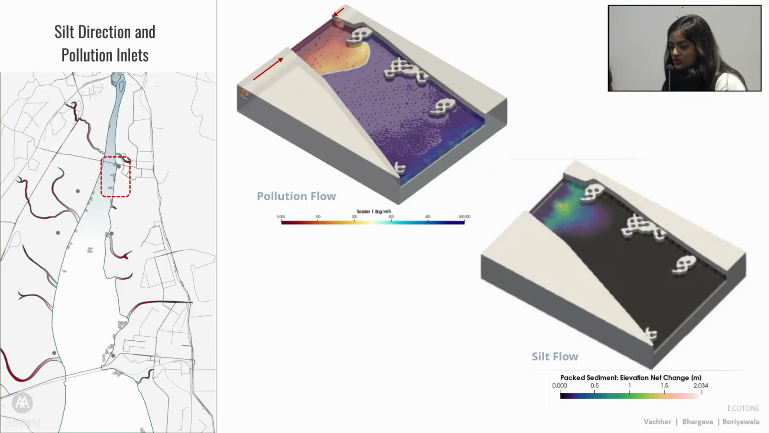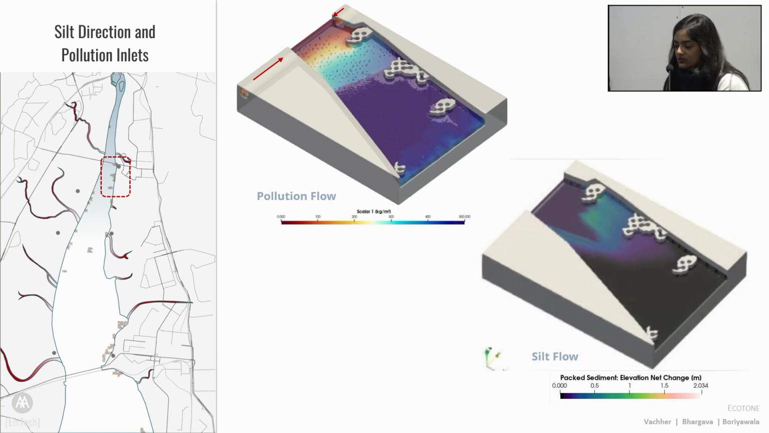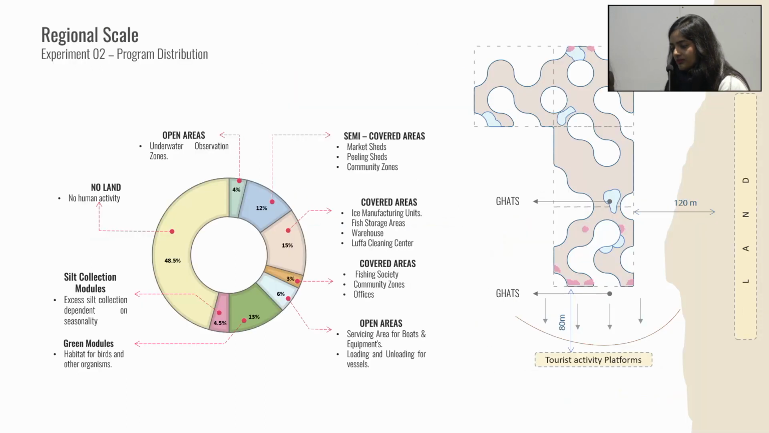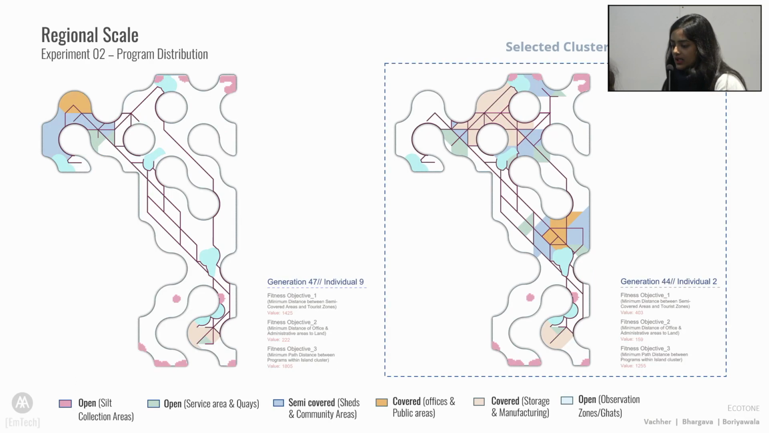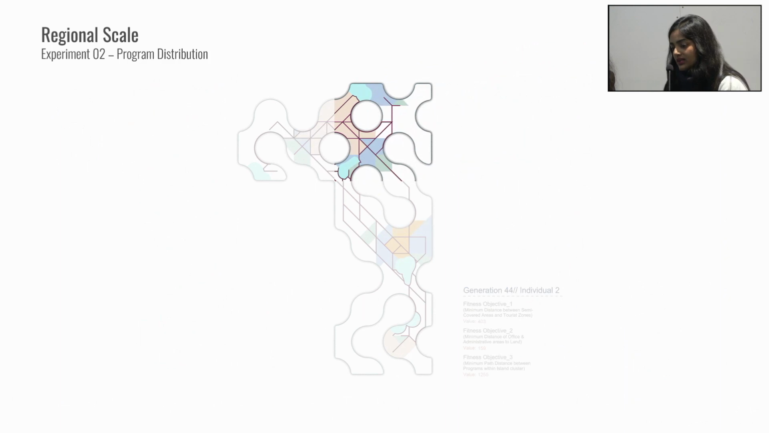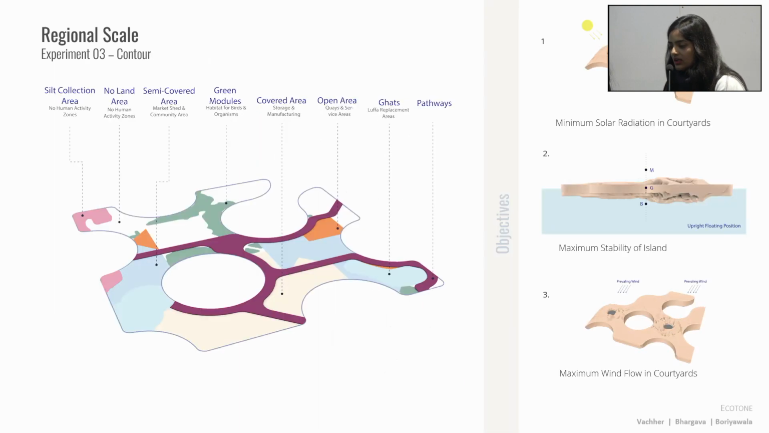With respect to the chosen cluster, issues like pollutants and oversiltation were targeted. This formed the basis for further experimentations. Activities surrounding ghats and silt collection zones were detailed and spatially distributed. Thereafter, a program distribution was set and a node-based planning was carried out. For this cluster of islands, one island was considered for further detailing the spaces.